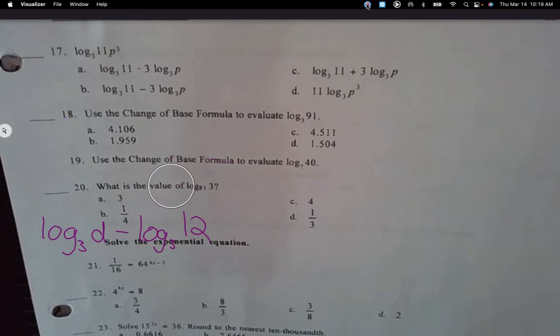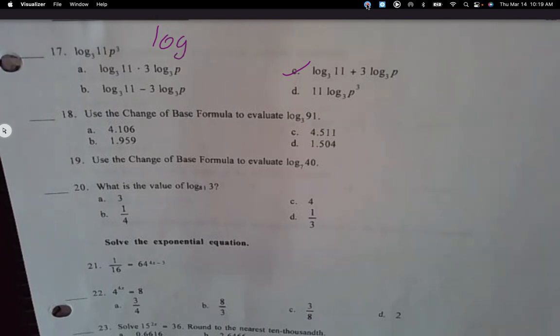All right, number 17, it says take this logarithm and expand it out. Same thing as number 16. So what do I do if I'm multiplying? I add them, okay? So I already should know my answer. But I'm going to have log base 3 of 11 plus log base 3 of p to the 3rd.